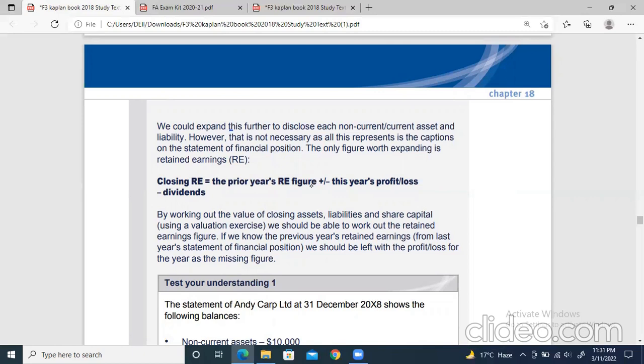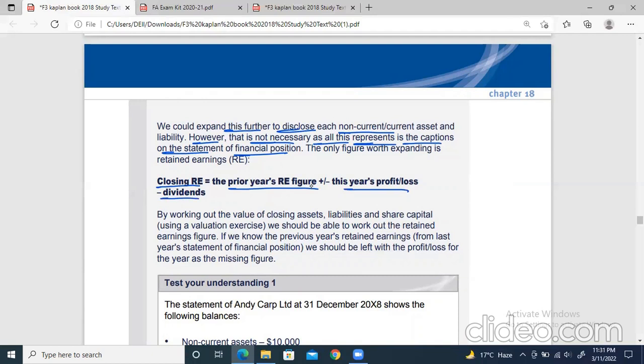So we could expand this further to disclose each non-current and current asset and liability. However, that is not necessary, as all this represents is the captions on the financial position. Now over here, there is a formula written for retained earnings. RE is basically retained earnings, right? So closing retained earnings is equal to prior year's retained earnings figure plus this year's profit or loss minus dividends. It's actually true as well.